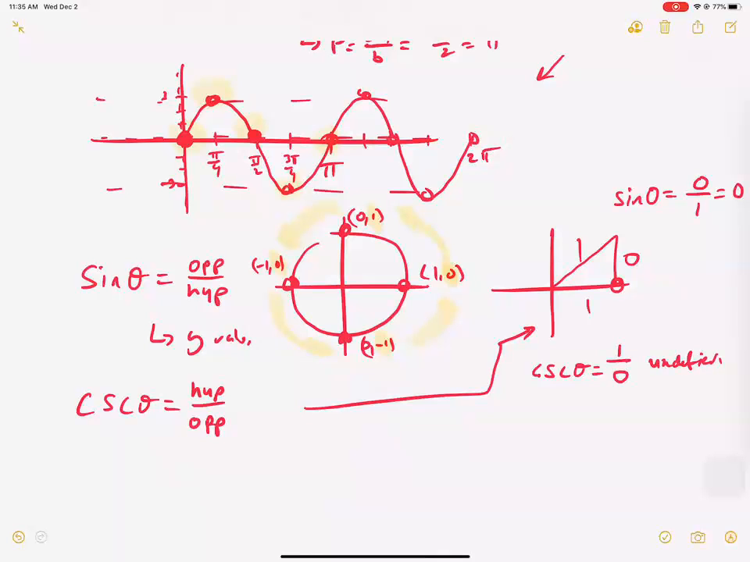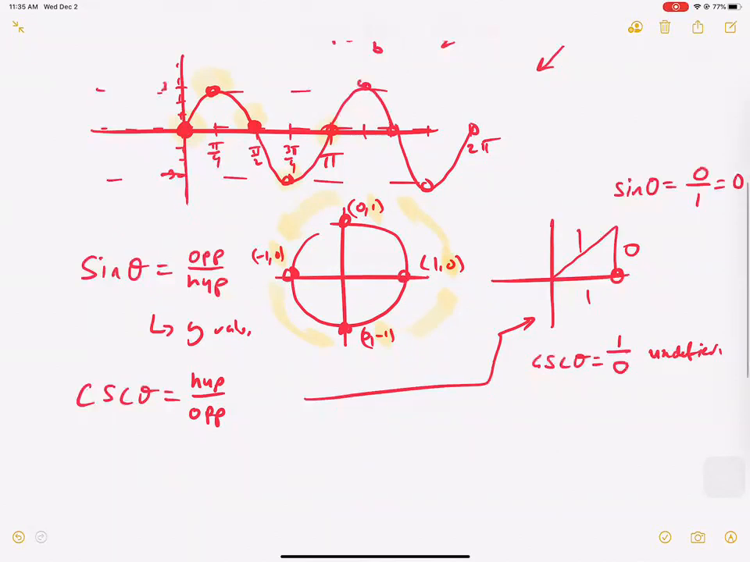Okay. Why is it undefined? Why is something divided by 0 undefined? And this takes us back to something that we did all the way back in Algebra 1. Why can I never divide by 0?